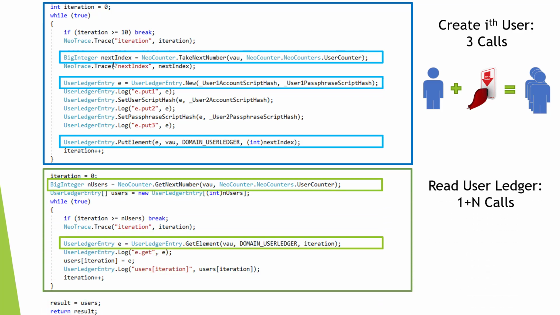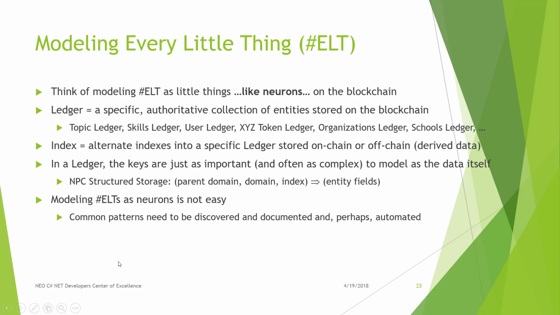And similarly, if you wanted to read and return all the users in a ledger, you can call get next number versus take next number to find out where the counter's at. That tells you how many users you have. You can initialize the users array based on the number of users, and then you just call get element 10 times. And then return that as your value.